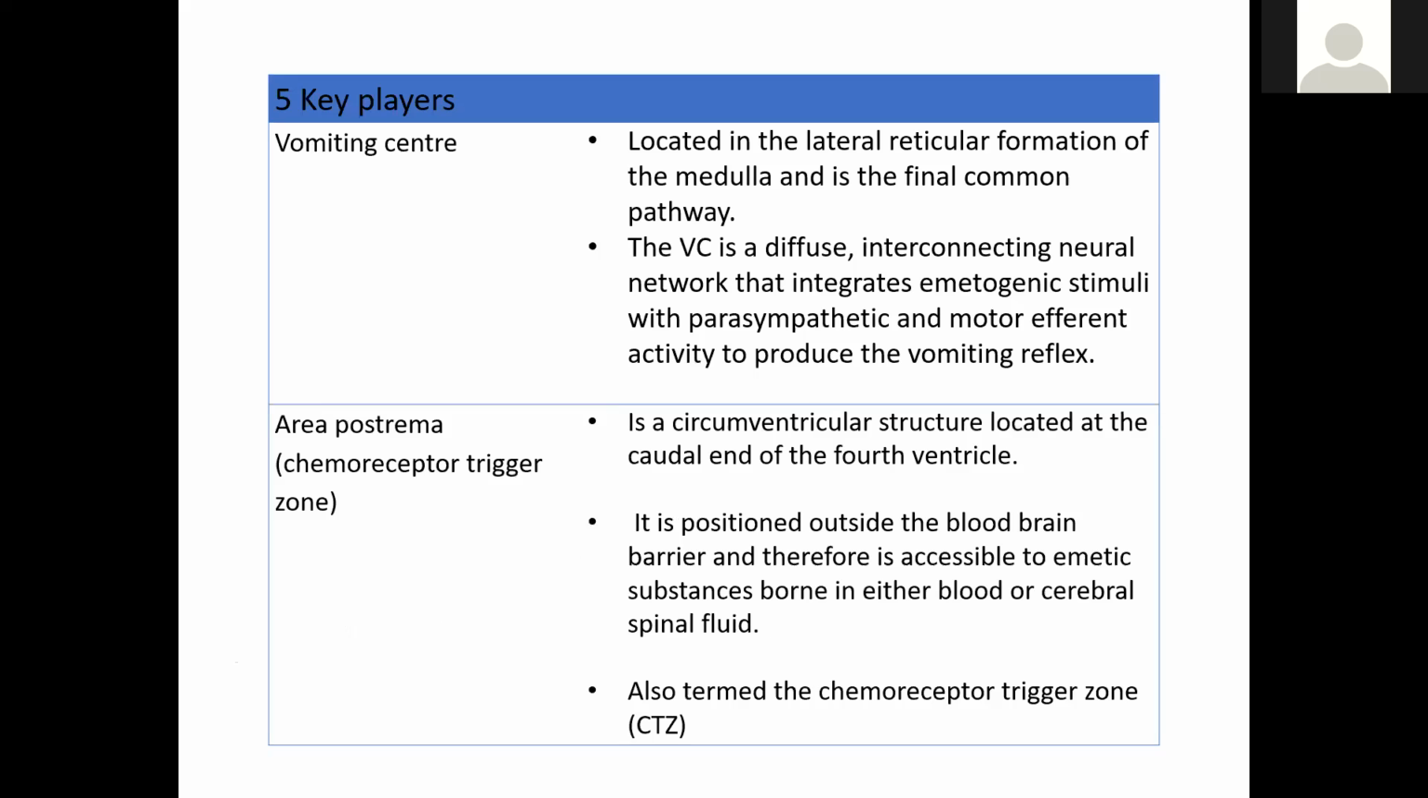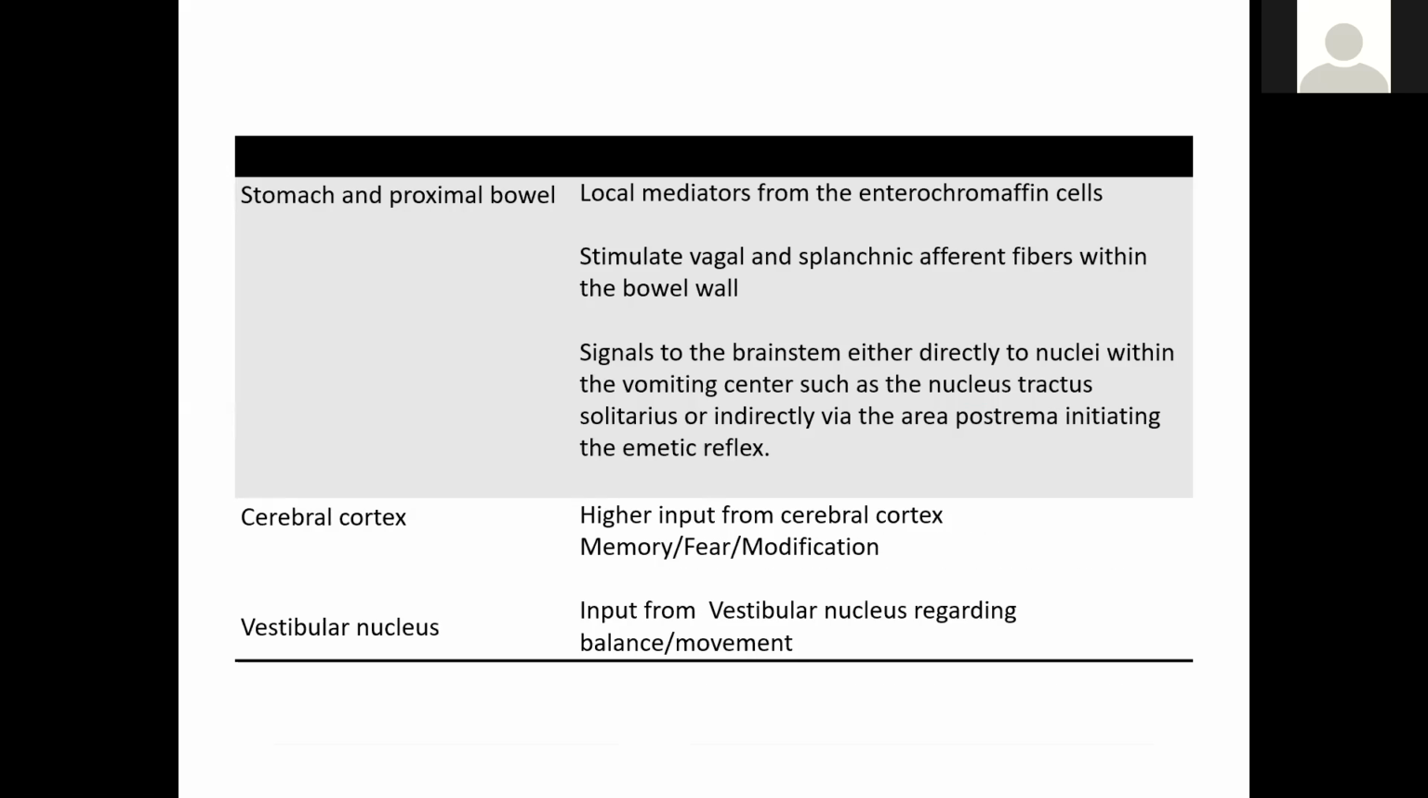So the first one was the vomiting center. We talked about the vomiting center, which is the final common pathway. The second was the CTZ, where all the blood and CSF related drugs or chemicals will act. The third one was the stomach or proximal bowel wall. The fourth one is the cerebral cortex, where you have memory or fear or modification.